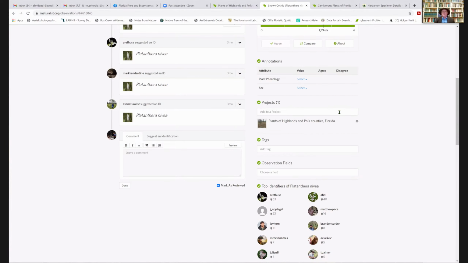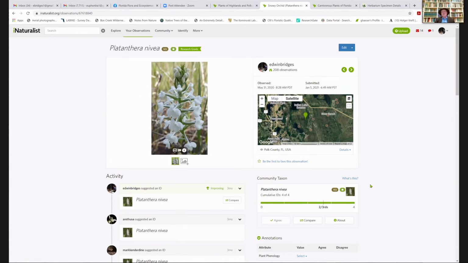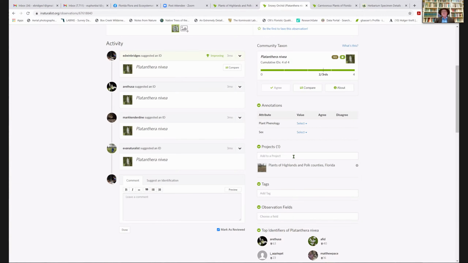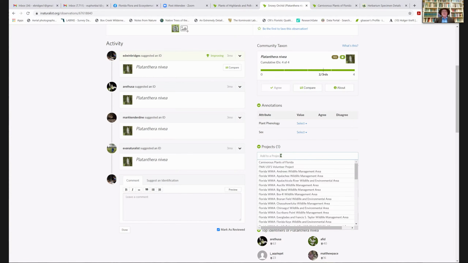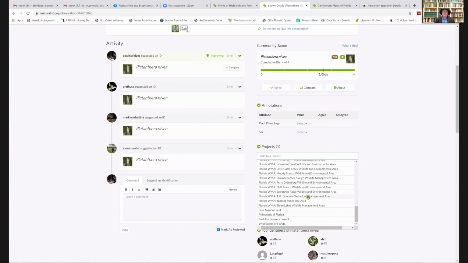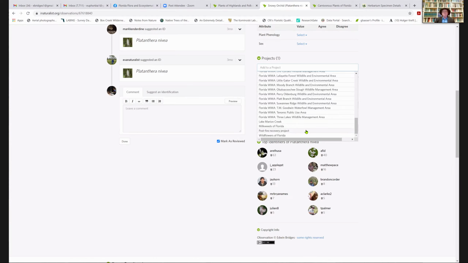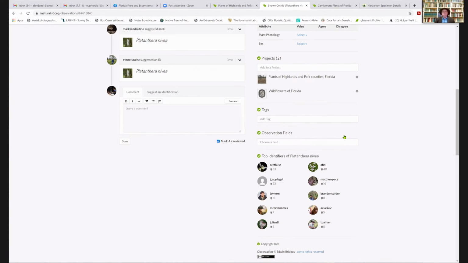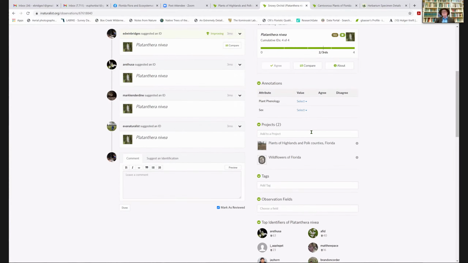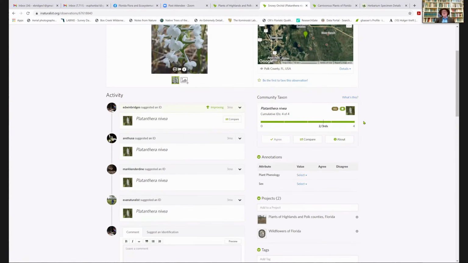Whereas project, on this particular observation, I can choose if I want to add it to a project. I could add this to any of these that are listed as traditional projects. Turns out it doesn't belong. I could add it to Wildflowers of Florida, let's say. And I've just added it to that. I'd already had it in Plants of Highlands and Polk counties. So if this had been from a particular natural area that had a project listed, I could add it to that.